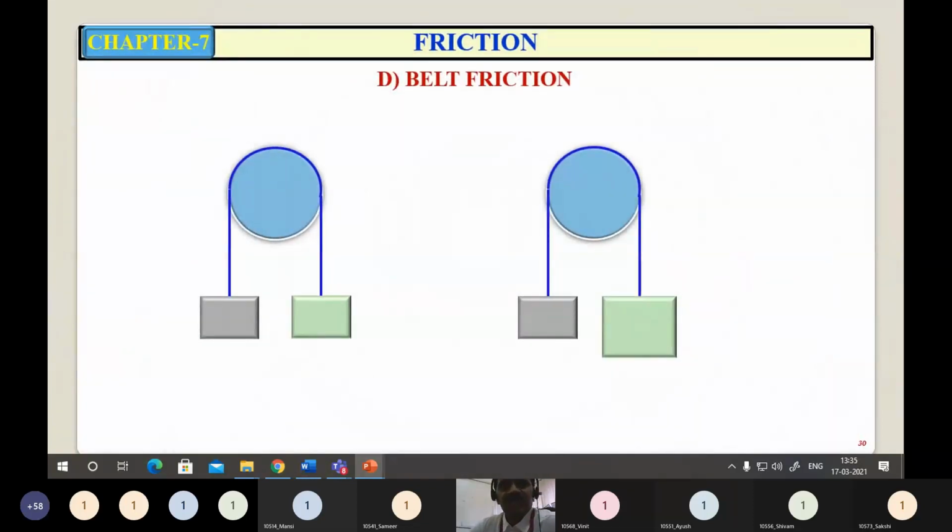Then the next and final part of friction is belt friction. You have one experiment on this, right? So you have to find out the coefficient of static friction between the belt and the drum.